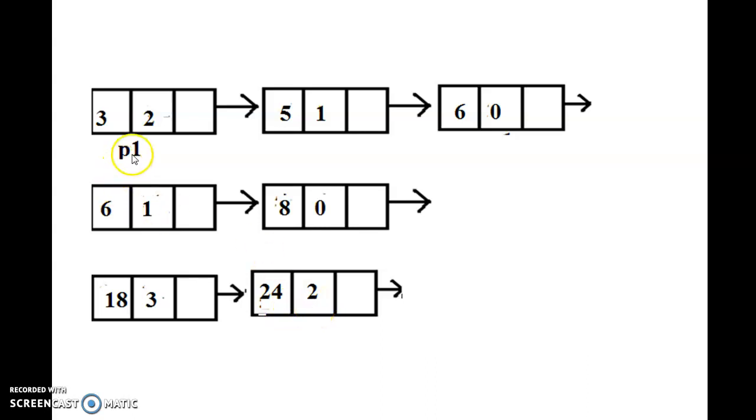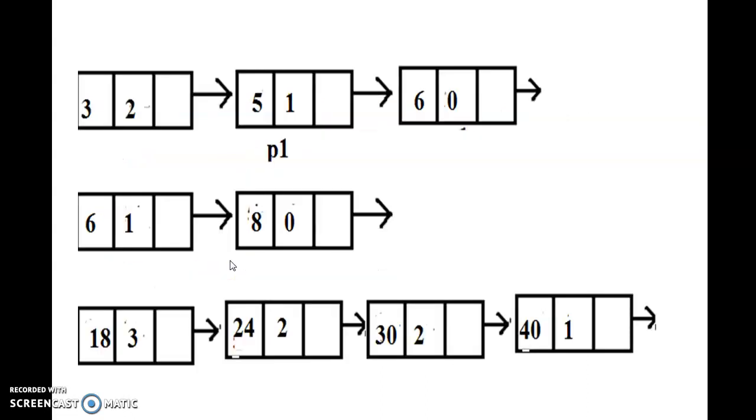Now initially the pointer P1 is at the first node and P2 is changing from the first term to the last term of the second polynomial, and the resultant third polynomial that you get after this operation is 18x cube plus 24x square. After this step, P1 is incremented to P1 of next. That means in the next step, P1 will be pointing to the 5x and P2 will once again start here. We will see that second step here.